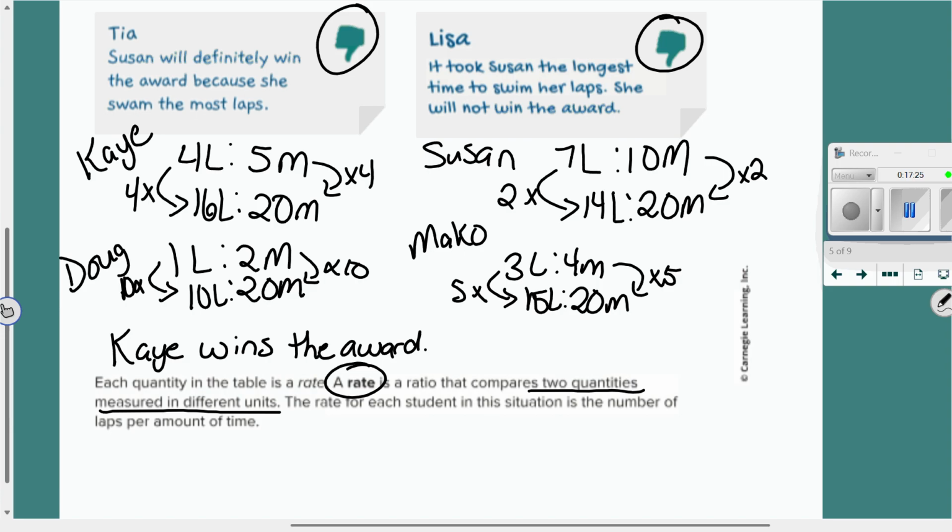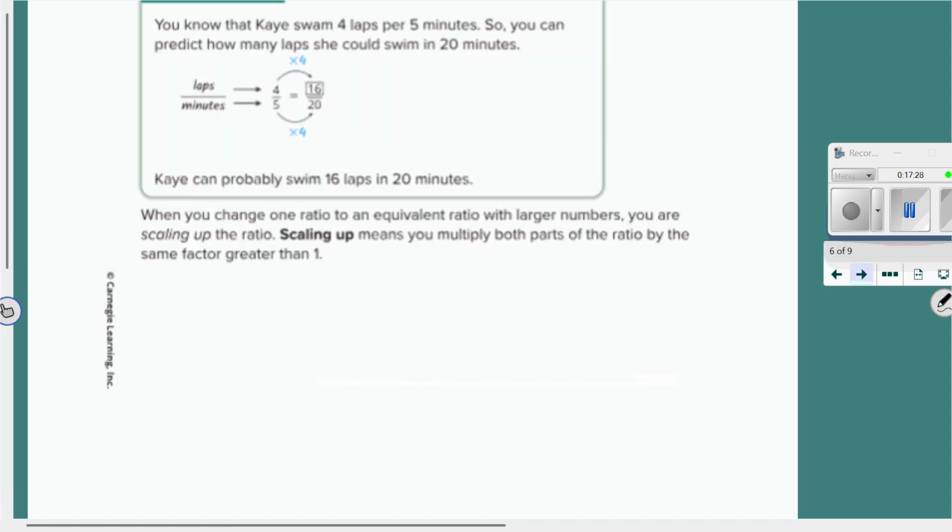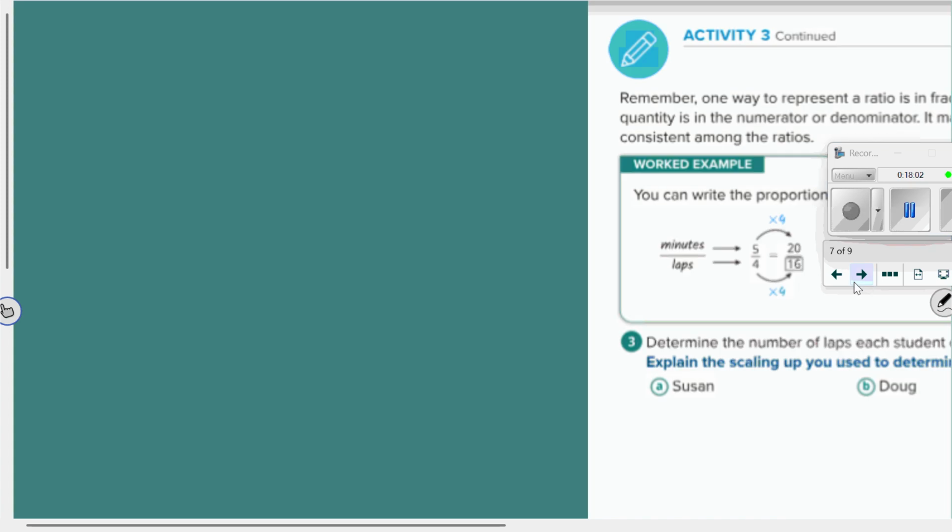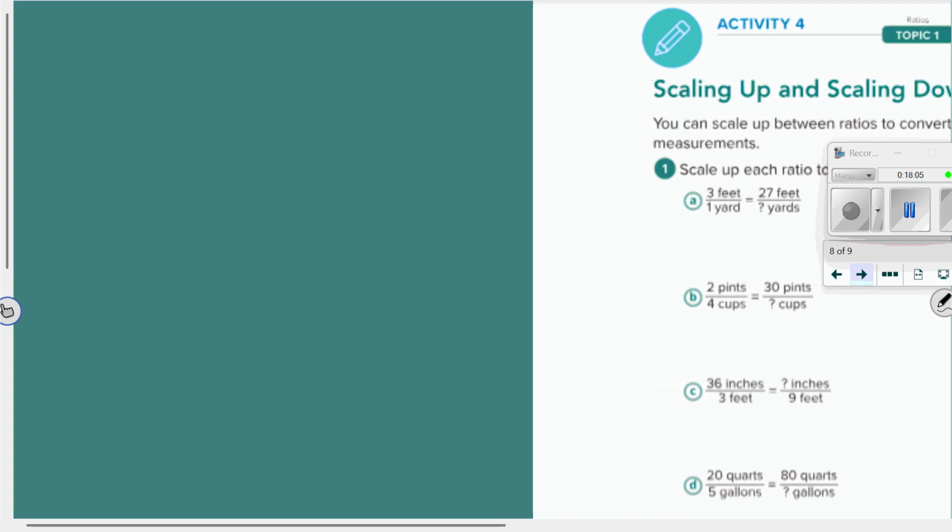That's a rate. All right, we are looking at the bottom of the next page. When we went from 4 laps in 5 minutes for Kay to 16 laps in 20 minutes, that means we were scaling up. We made an equivalent ratio by multiplying both parts by the same number. So if that's scaling up, because I made it bigger, what would be the opposite? Scaling down. And instead of multiplying, I would divide by the same number. Make sense? We are skipping the next page, and we are going on to the page after that.